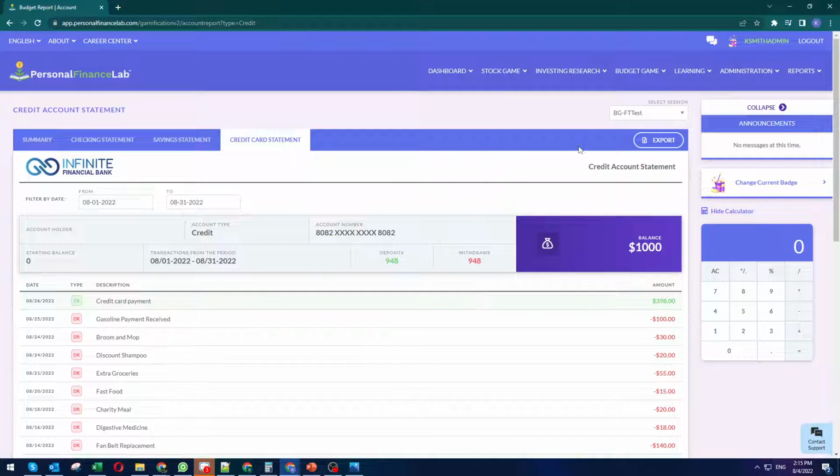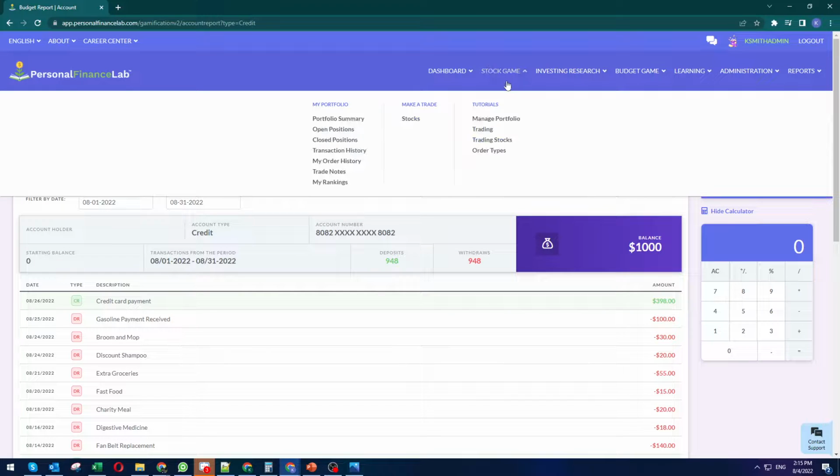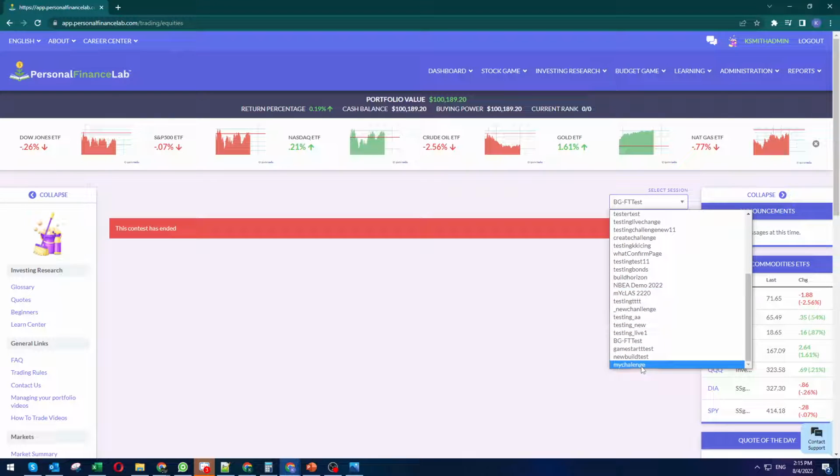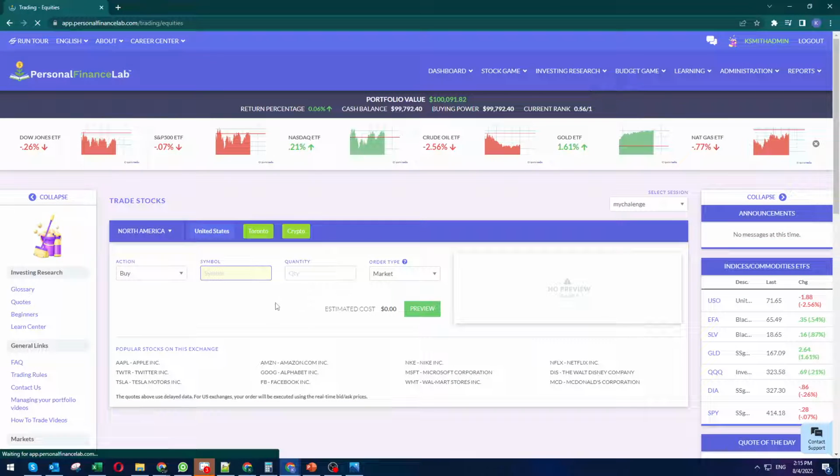From here, I'm going to switch gears and start talking about the stock game. So Personal Finance Lab actually has a real-time stock game built into it. There's a whole ton of stuff you can use with it. There's stocks, bonds, mutual funds, ETFs, even cryptocurrencies, and options contracts. You can make it as complex or as simple as you want to go.